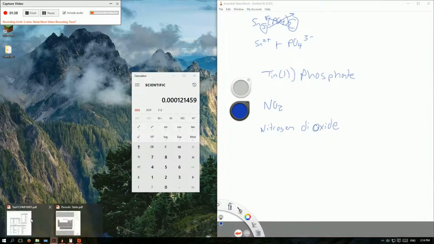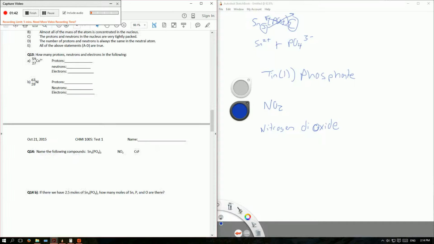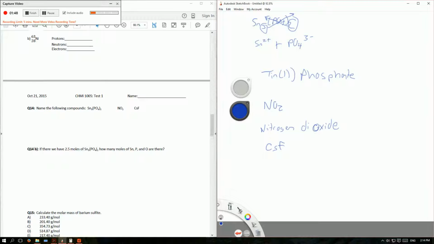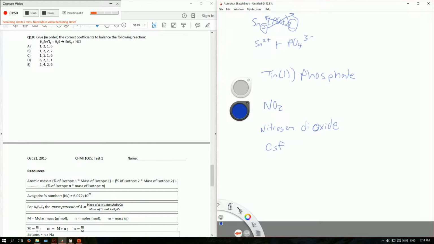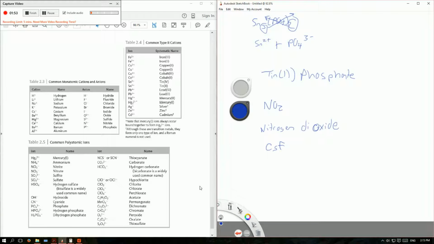Then we have the last one, CsF. So here it starts with the same thing. You always just start with the name of the element. So you could have Cs, and you notice that it's right here.